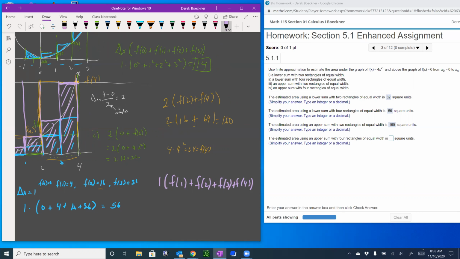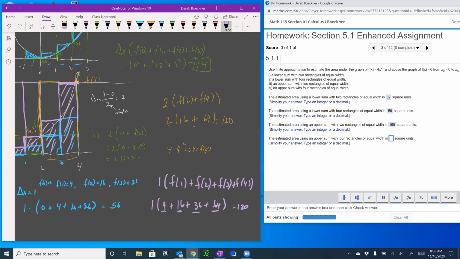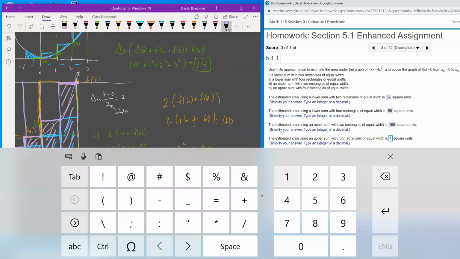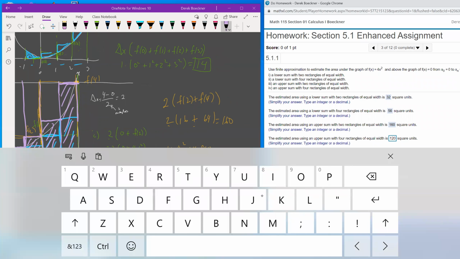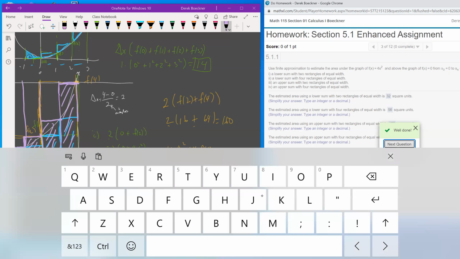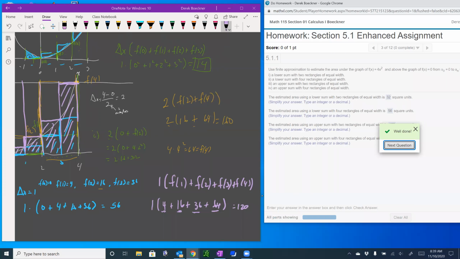And so the right-hand upper sum for 4 rectangles on this is 1 times f of 1 was 4 plus f of 2 was 16 plus f of 3 was 36 plus f of 4 was 64. So I add that up, I get 80 there and 40 there, so 120. So this is 120. Okay. Where do you have questions on that one?